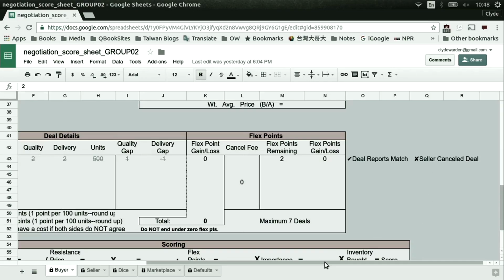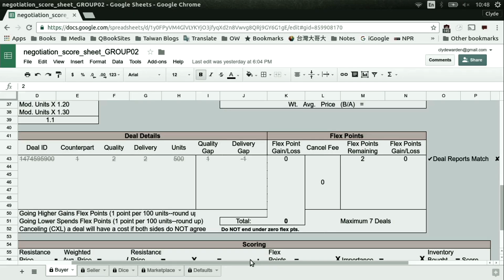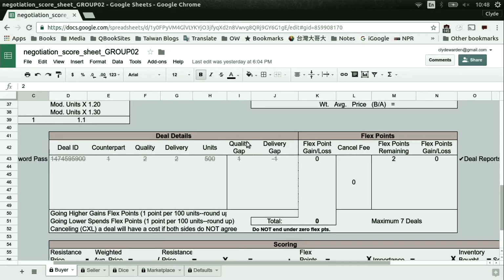So any points I made from that deal, I don't make anymore. If I made a good deal and I had gained some flex points, those flex points would now be not gained. I don't lose anything though, because I'm not the one that canceled the deal.